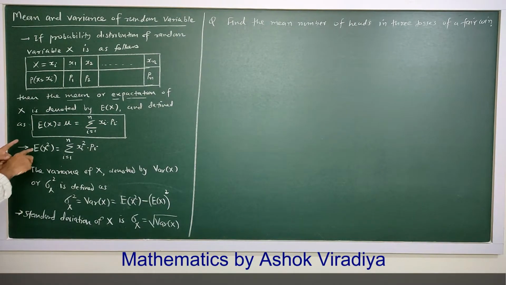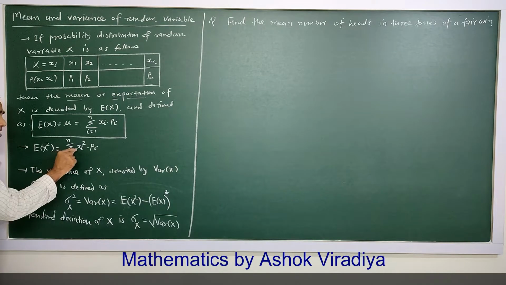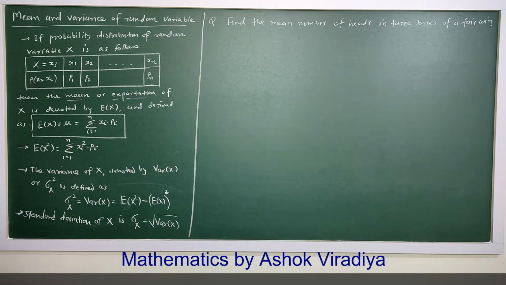Then this is required to find the variance. See, E of x square is defined as sigma xi square into pi. Square of this number into probability. So sum of square into probability. So xi square into pi, that is x1 square into p1 plus x2 square into p2 plus x3 square into p3, like that. So this is the formula to find E of x square.